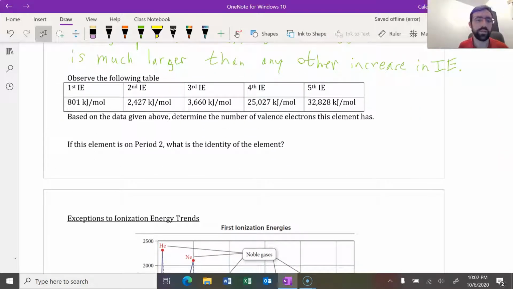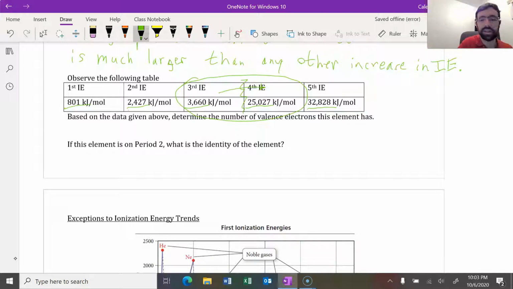All right, we want to observe the following table. We're going from 801 to 2,427. That's a pretty big jump. It's a little over 1,000. Then we go up to this, which is a little over 1,000. Then we go up to this, and that's over 20,000. And then going to the next one, it's around 10,000. The biggest jump is between the 3rd and 4th. That tells me that there are 3 valence electrons in this. That crossing from the 3rd ionization energy to the 4th ionization energy is the largest increase.